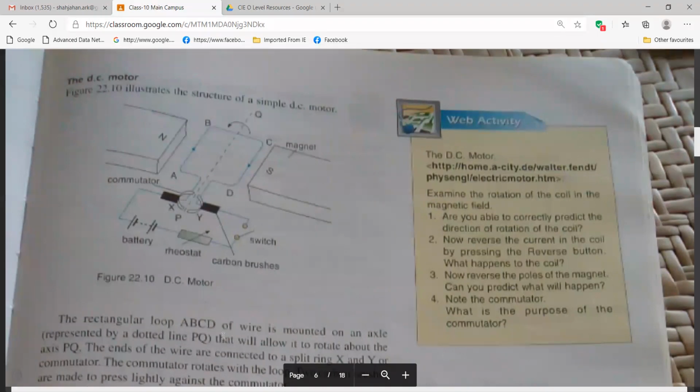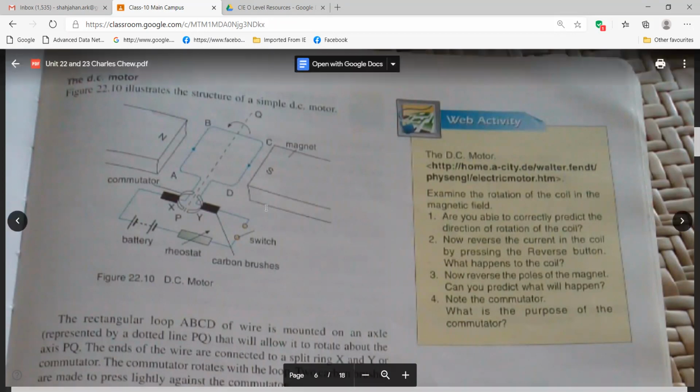Now look how it is working. Can you see the dotted lines? The dotted lines are showing you one axle, and there is one anti-clockwise arrow given.